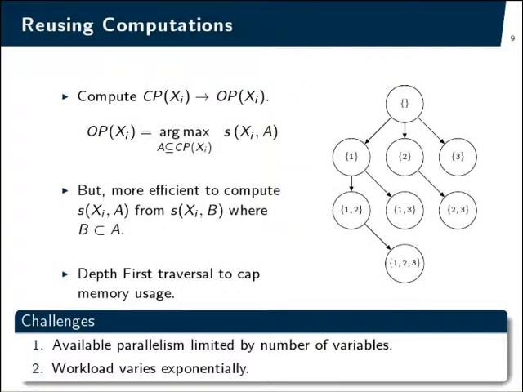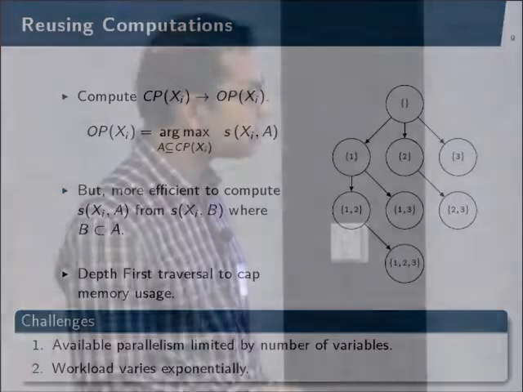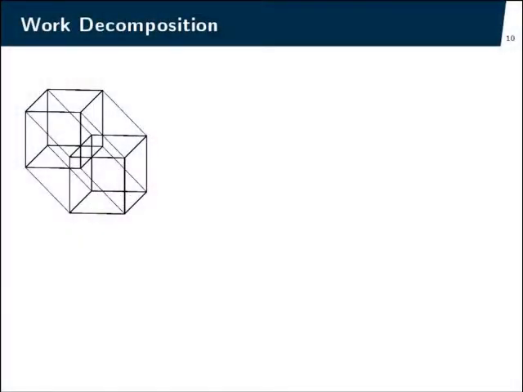So now we have to parallelize this. The challenges are that the available parallelism is limited to the number of genes which we have, and the amount of work which has to be done for each gene varies exponentially in the size of the candidate parent set. So there's huge variation and there's very little parallelism available. We need to do something about that.